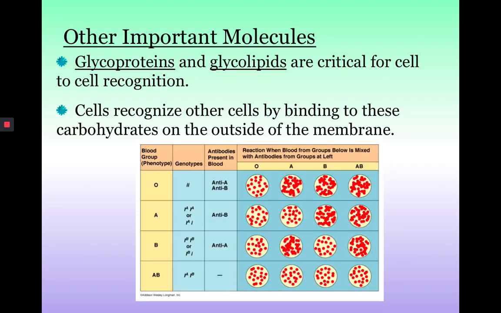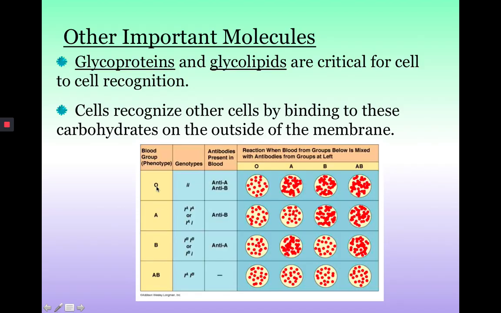Other important molecules. Glycoproteins and glycolipids are critical for cell recognition. Cells recognize other cells by binding to these carbohydrates on the outside of the membrane. This is what gives blood type and its situation, right? Some people are like, oh, I'm O blood type. Okay, I'm the universal donor. Well, the reason for that is you don't have the carbohydrates on the outside of your red blood cells. So there's nothing to cause a problem.